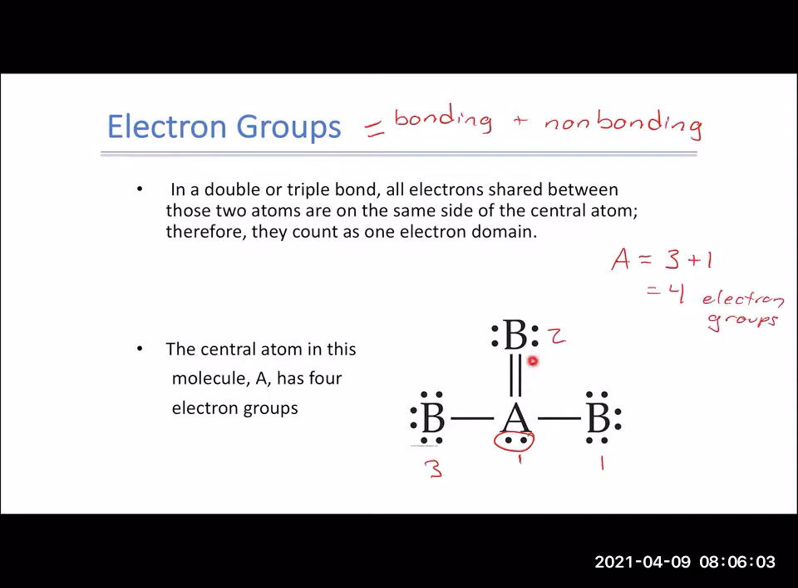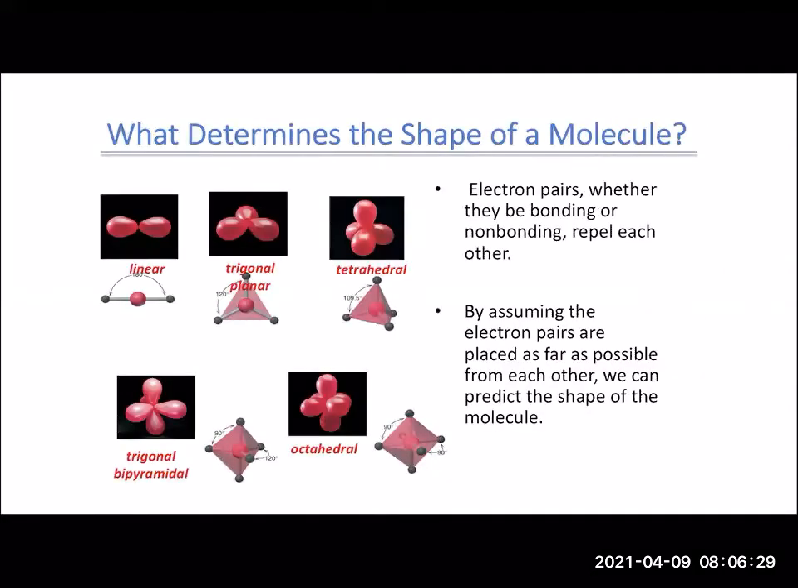One thing to note, it doesn't matter that there's a double bond here, it's still bonded to an atom. Remember, the electrons in the double bond are in a localized region next to each other. So that's why they still count as just one bonding group. Not too bad, right? Add up the number of atoms around it, add up the number of lone pairs. Once we do that, then we can start talking about our shapes.